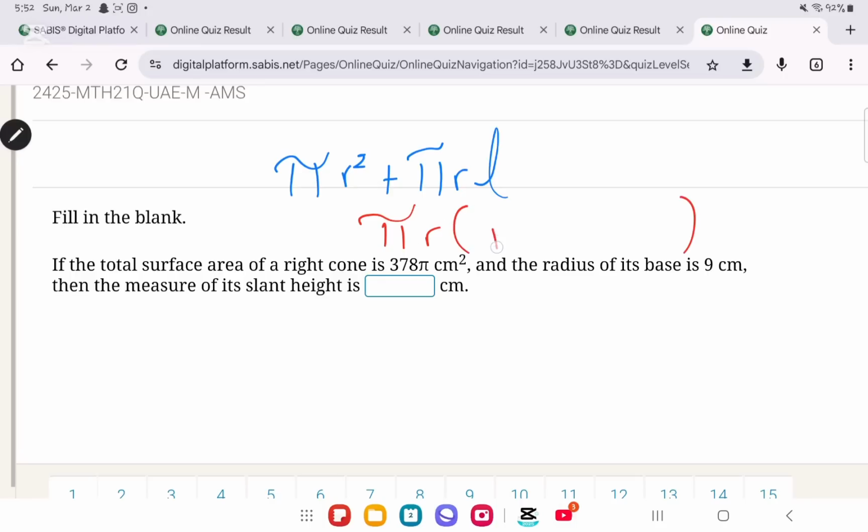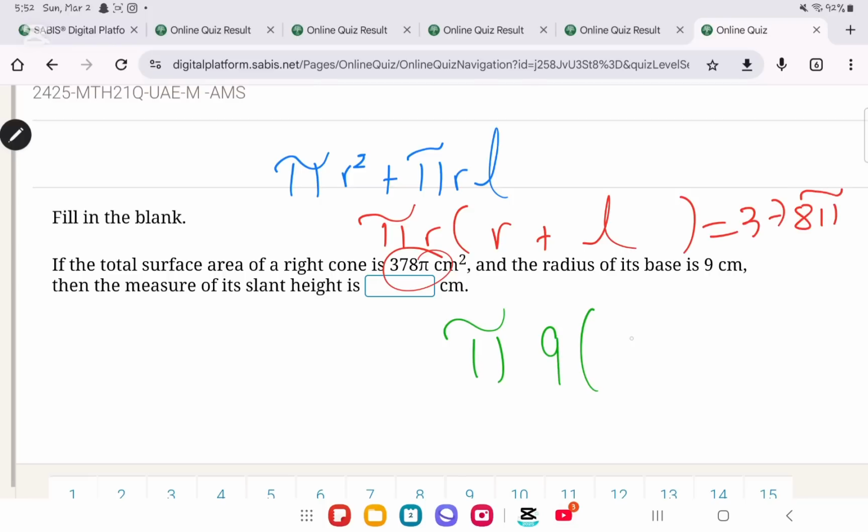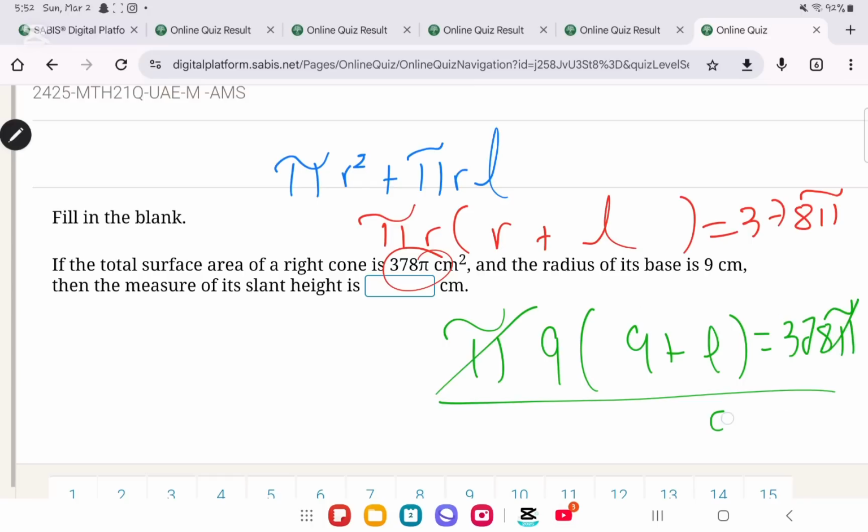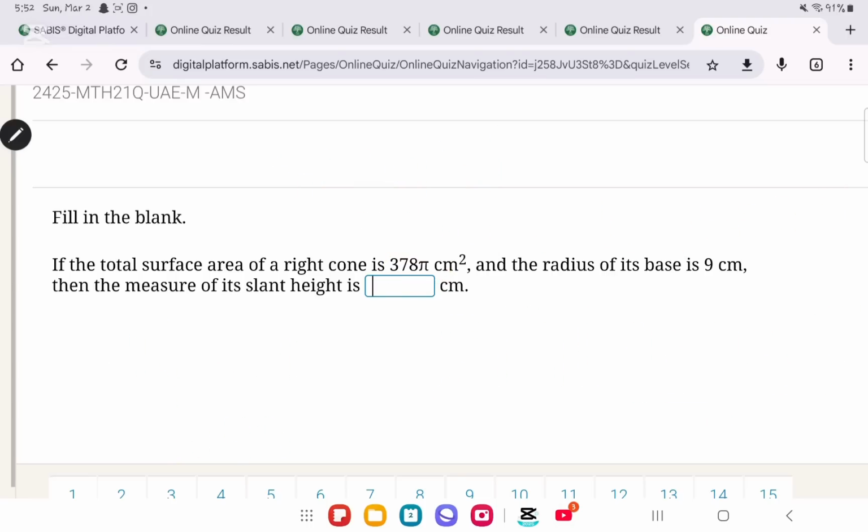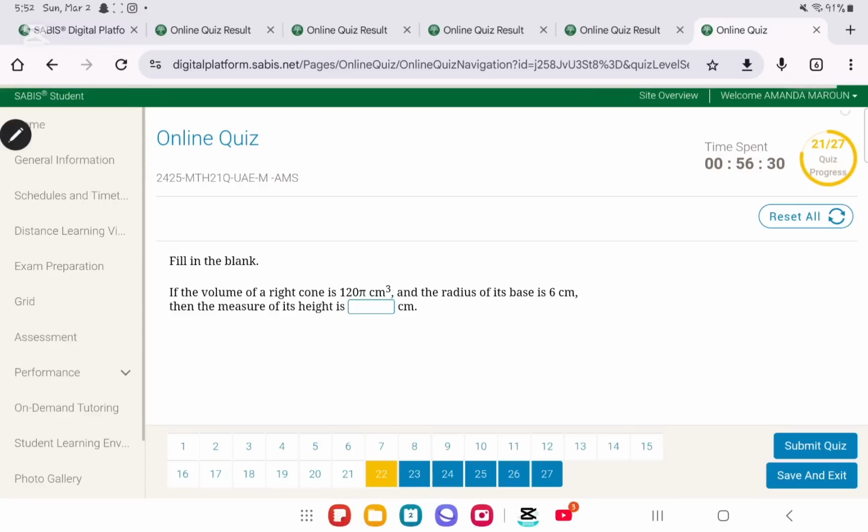So pi and r times r plus the slant height L is equal to the surface area, which is 378 pi. Substitute r to be 9, so pi times 9 times 9 plus slant height L is equal to 378 pi. This goes away with this, divide by 9. You get 9 plus the slant height L is equal to 378 divided by 9, which is 42. So the slant height L is equal to 42 minus 9, which is 33. And there you go, you found the slant height L to be 33 centimeters. We move on to question number 22.